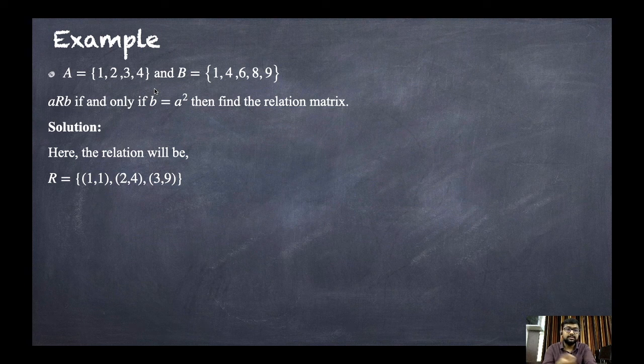The condition is b equals a squared, so the second coordinate is dependent on the first. Now 1 equals 1 squared, so the (1, 1) pair will be there. Here the two sets are different, so we will have to check both sets. For b equals a squared, if we take a equal to 2, then b equals its square, so it is (2, 4).